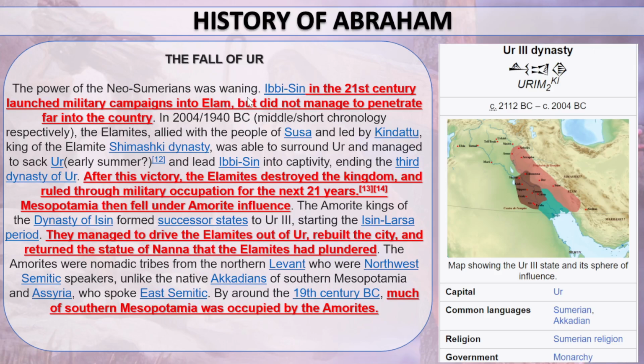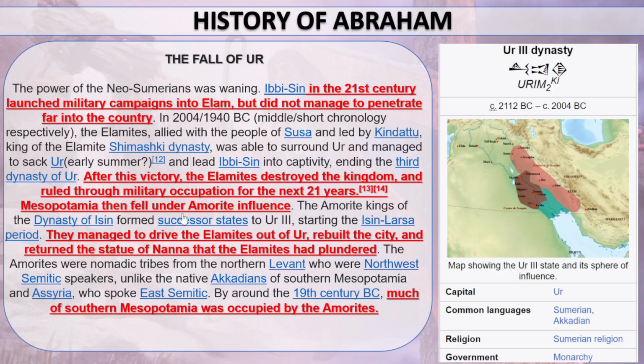Let's keep going. All right, so in the 21st century, Ibbi-Sin launched military campaigns into Elam, but did not manage to penetrate far into the country. So then the Elamites formed an alliance from Susa. Now we talked about the Elamites, and this is where the Persians come from, right? This is where Cyrus the Great is going to come from. Susa, right? This is going to become the administrative capital in the Persian Empire. And so the Elamites are going to strike back. And after this victory, the Elamites destroyed the kingdom and ruled through military occupation for the next 21 years.